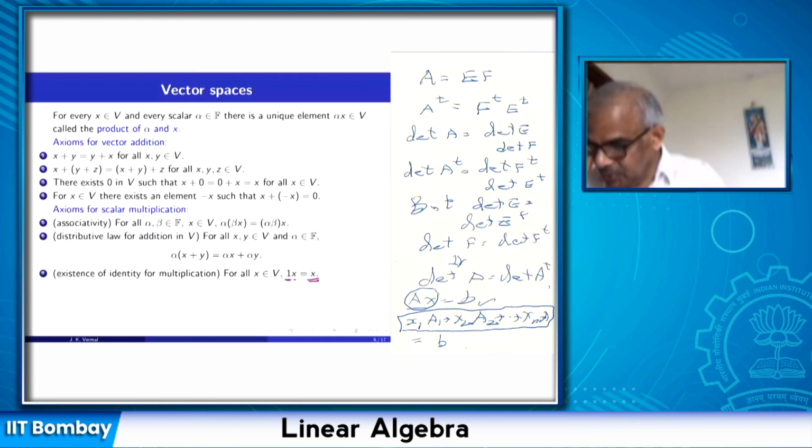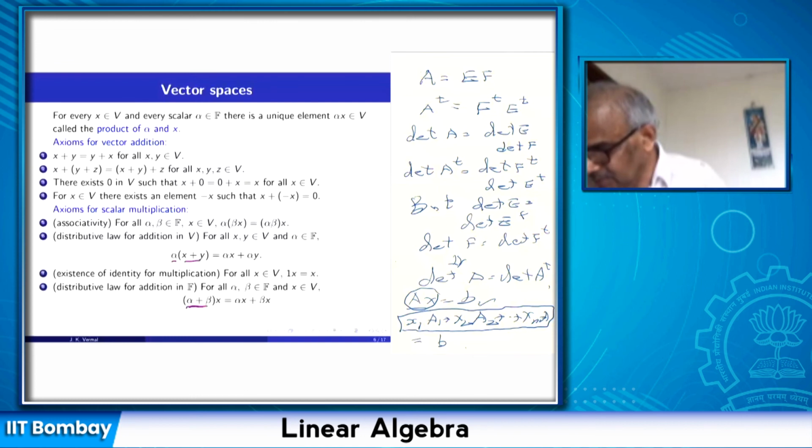Okay. Distributive law of addition. So add these scalars. Here we added the vectors and multiplied by a scalar. Here we are adding the scalars and multiplying by a vector. I get alpha x plus beta x. Okay. So these are four axioms for scalar multiplication and four axioms for vector addition.